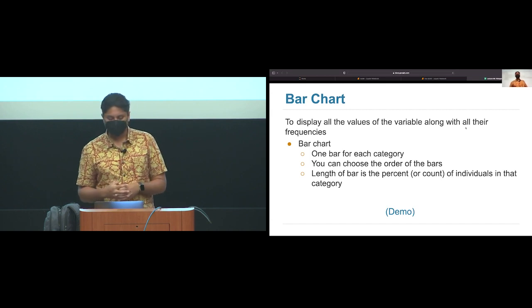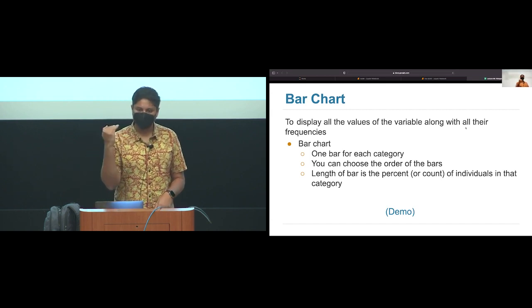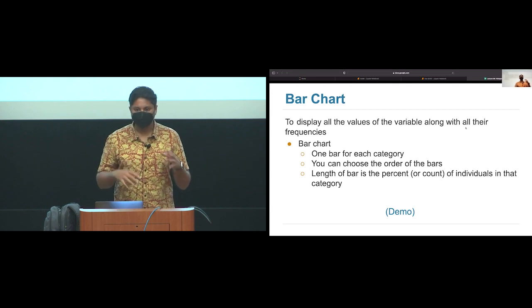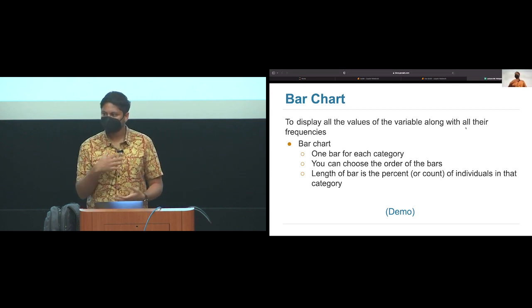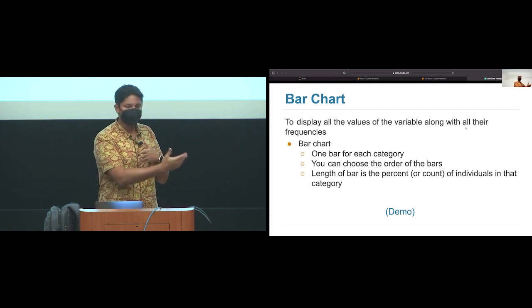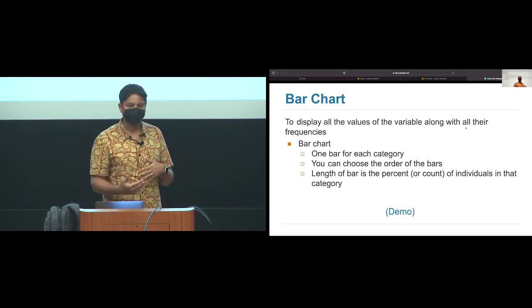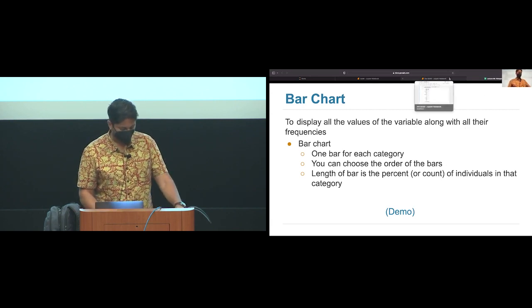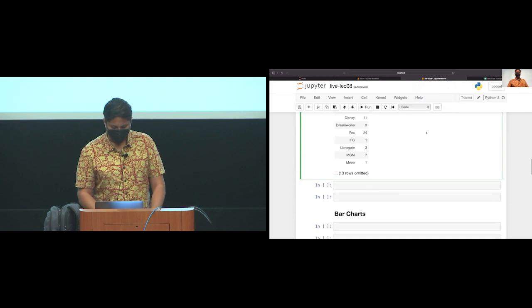Now we're going to make a bar chart, and therefore there's only going to be one bar for each category. We're going to be able to customize the order of the bars. We'll show you that in a second. The really important thing is that when you're looking at this bar chart, the length of the bar corresponds to the percentage of individuals in that category out of the entire data set. If you see a longer bar, there's a higher percentage of individuals in that category as compared to another category. We'll do this in Python as well, and it's actually pretty simple.